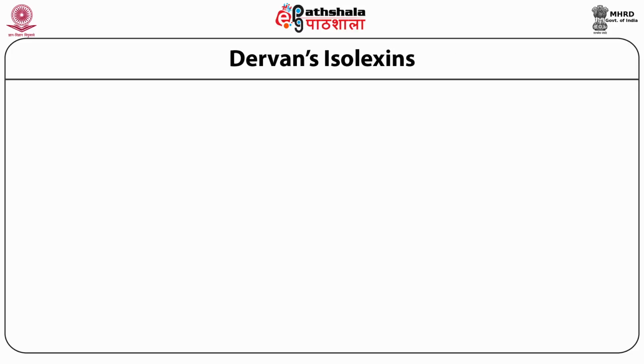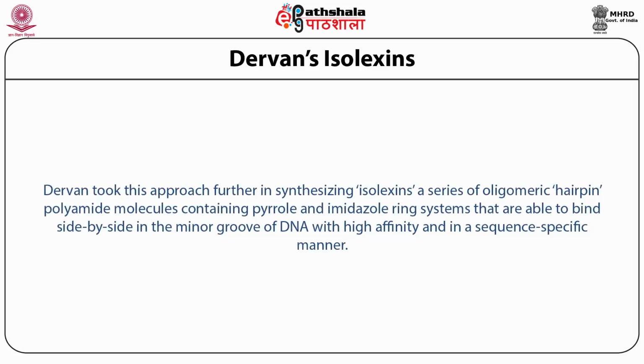One of the most interesting designing strategies was given by Dervan's group. These were called lexitropsins. Dervan took this approach further in synthesizing lexitropsins, a series of oligomeric hairpin polyamide molecules containing pyrrole and imidazole ring systems that are able to bind side by side in the minor groove of DNA with very high affinity and in a sequence-specific manner.